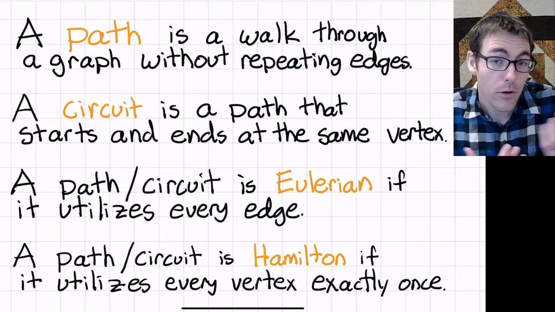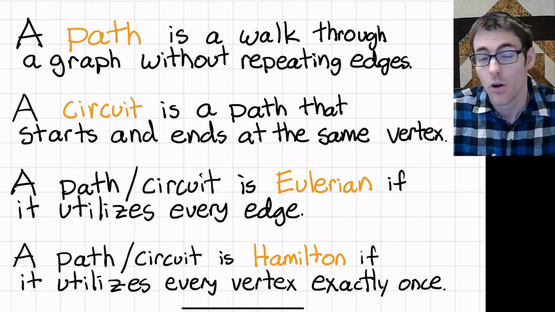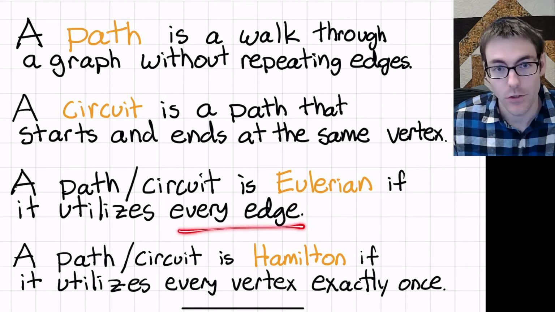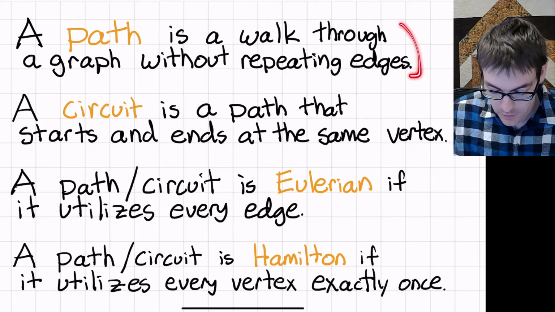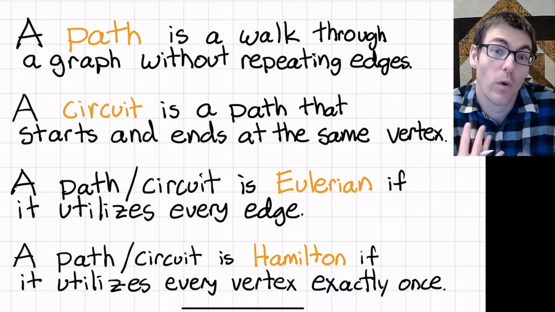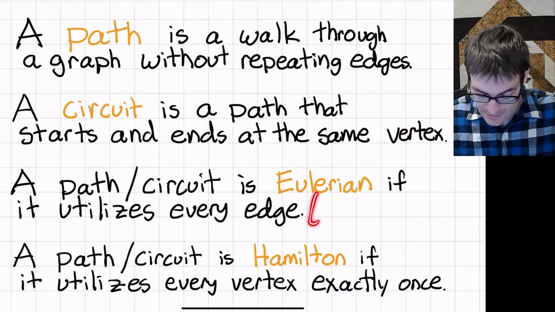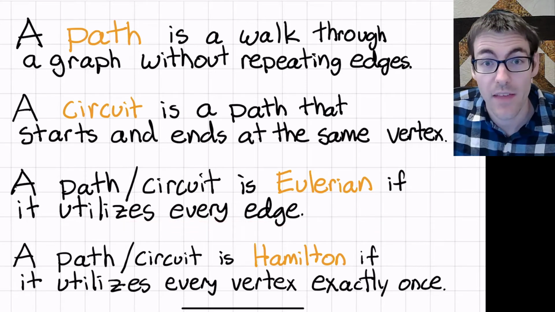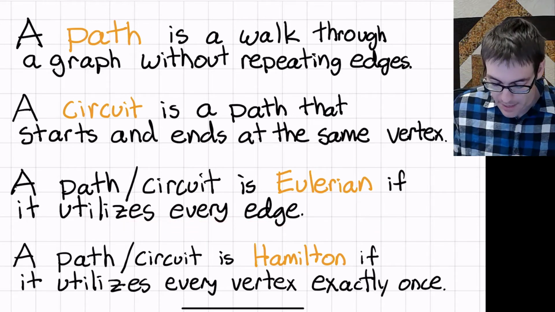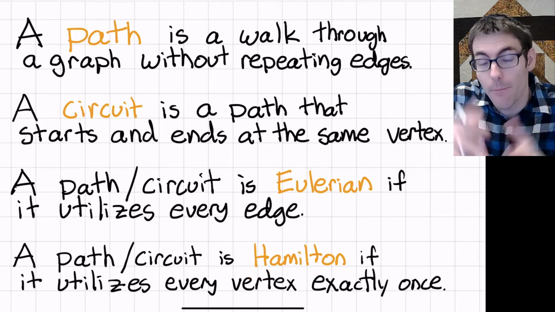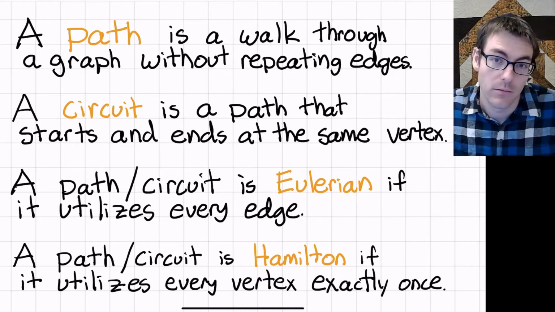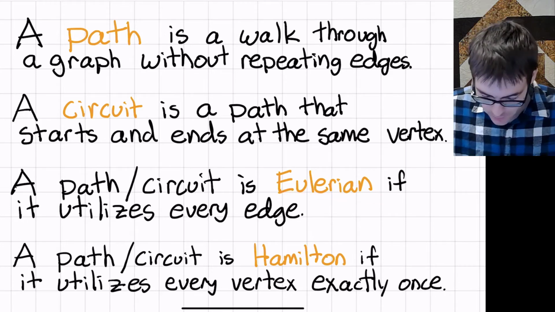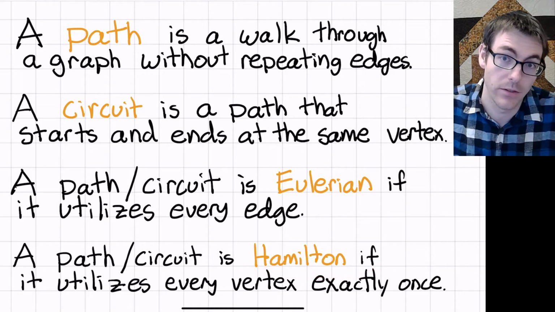Either paths and circuits can be what we'll call Eulerian, which happens if we utilize every edge. And because both paths and circuits specify that we don't want to use an edge more than once, there's an implied exactly once in this definition of Eulerian. We also say that a path or a circuit can be Hamilton if that path or circuit hits every vertex. So Eulerian is asking about the path's interaction with each of the edges. Hamilton is asking about the path's interaction with each of the vertices.